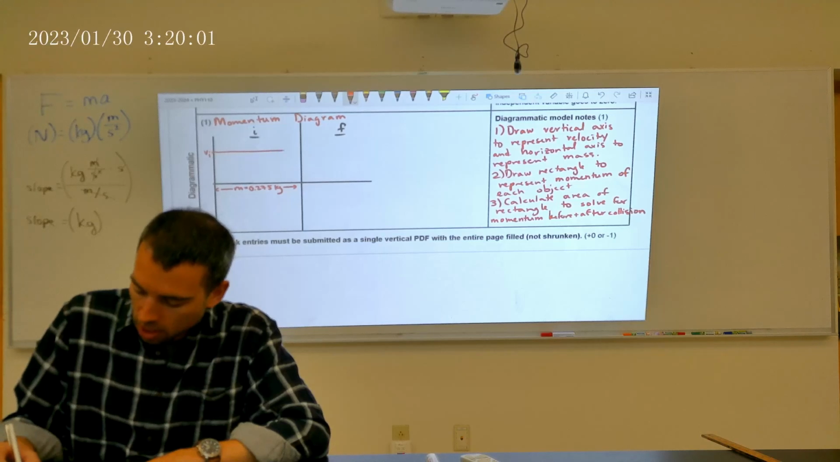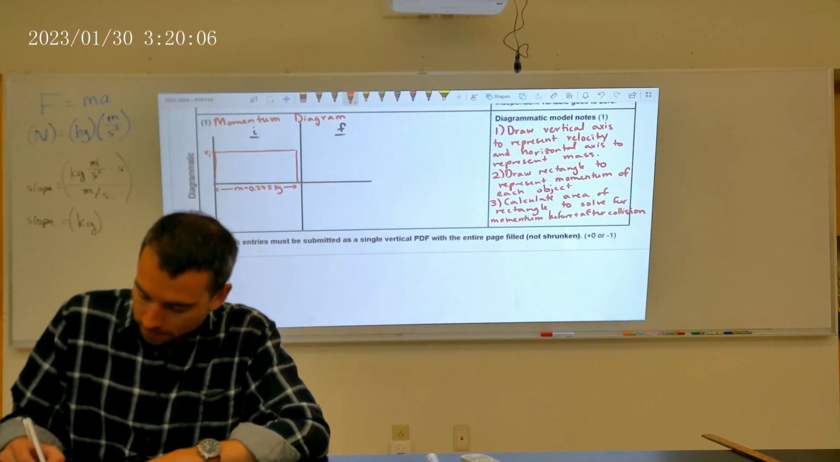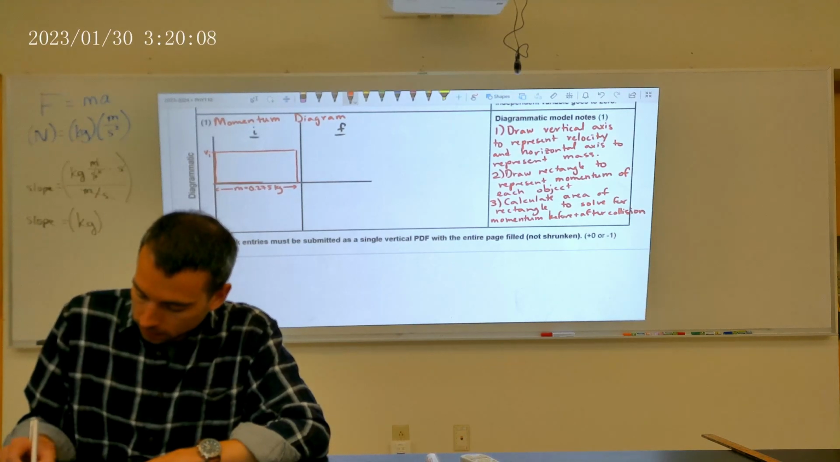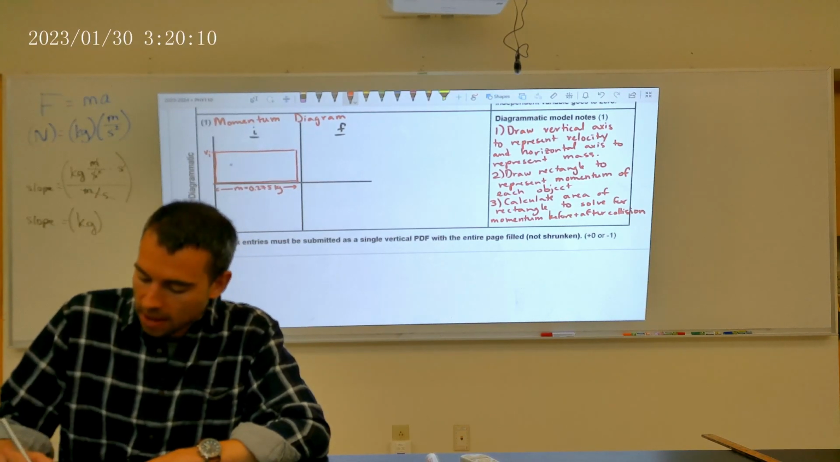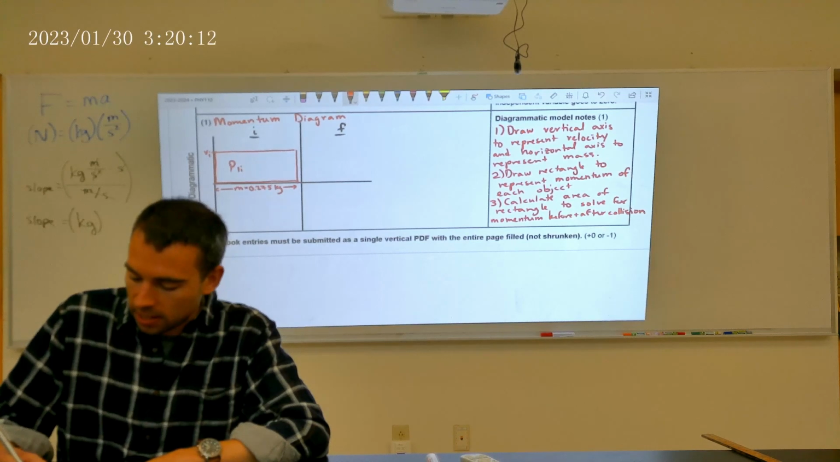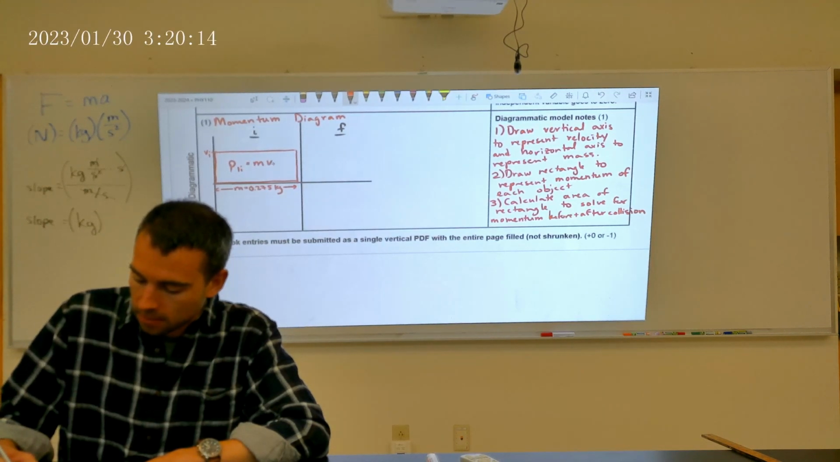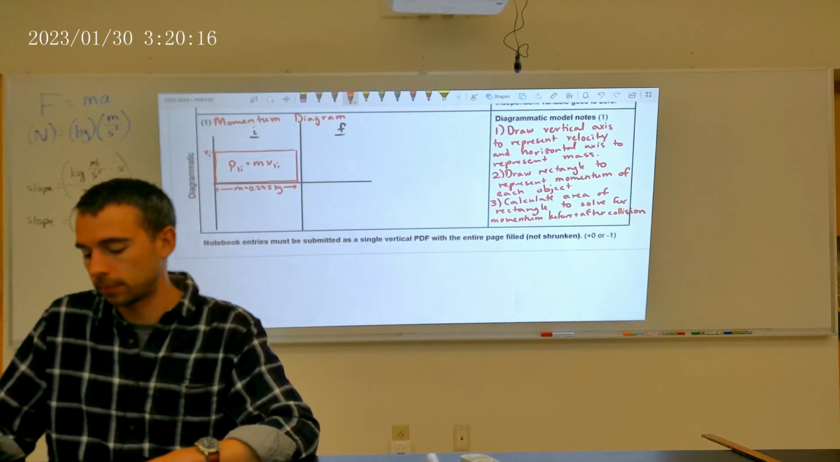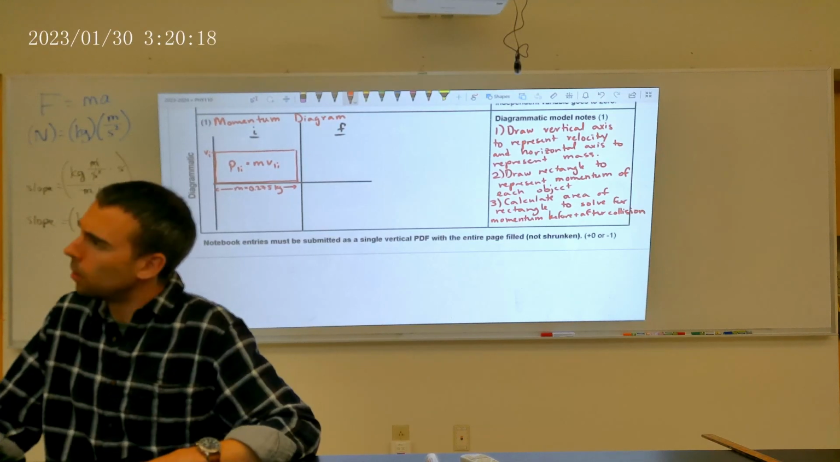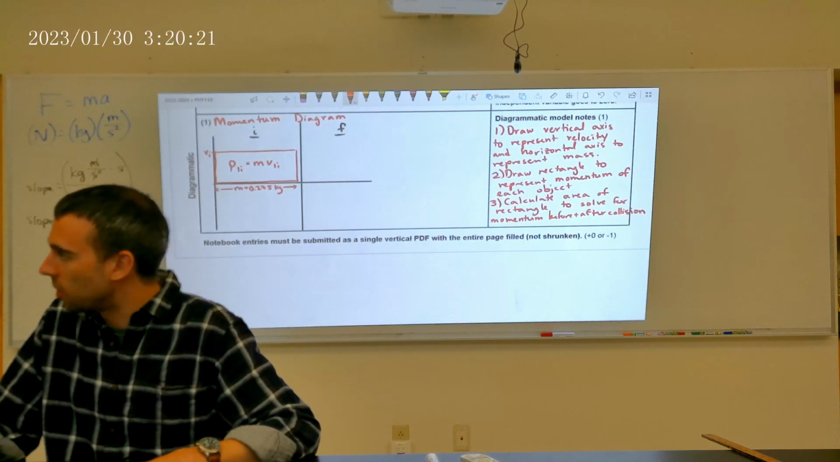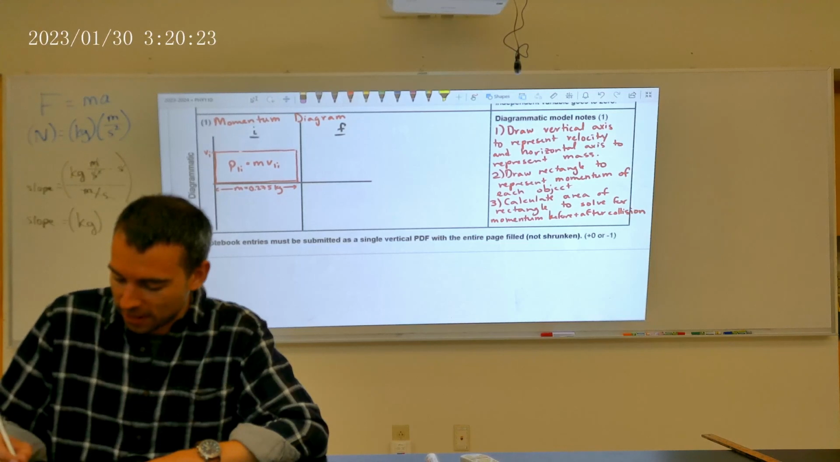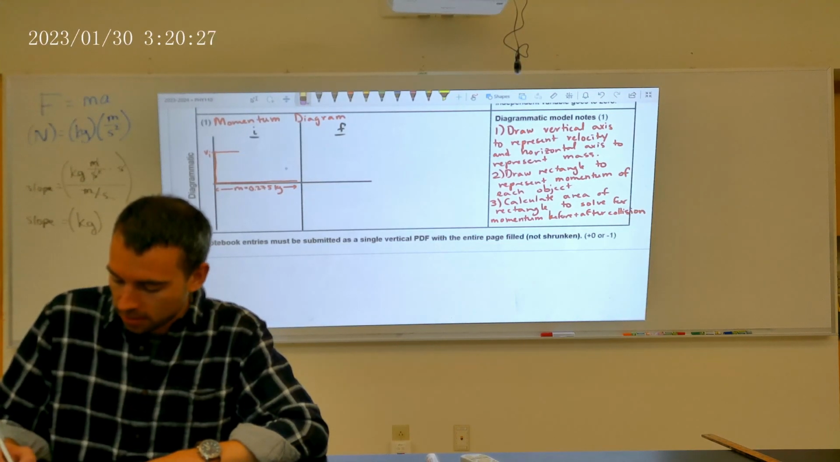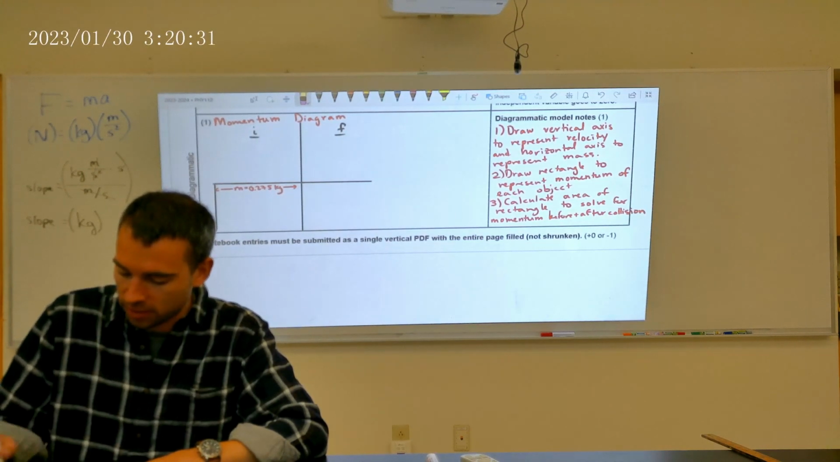I should be able to draw a rectangle there. We're only doing it for one object on this one. And the area of that rectangle is P1 initial, m times V1 initial. It should be negative, I'm just now realizing. So, sorry about that. Let's do some quick fixes here. I'm going to make that rectangle go in the negative. Initially, our velocities were negative for all of these.